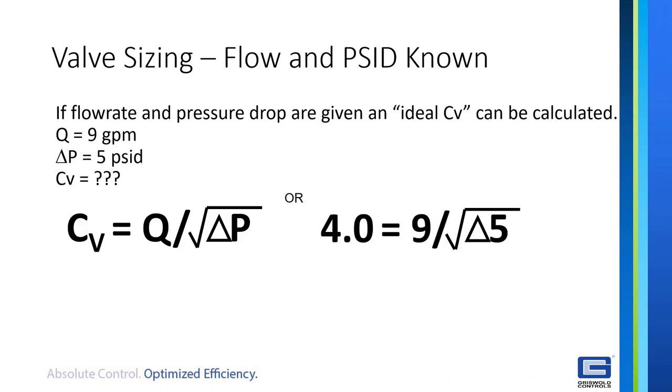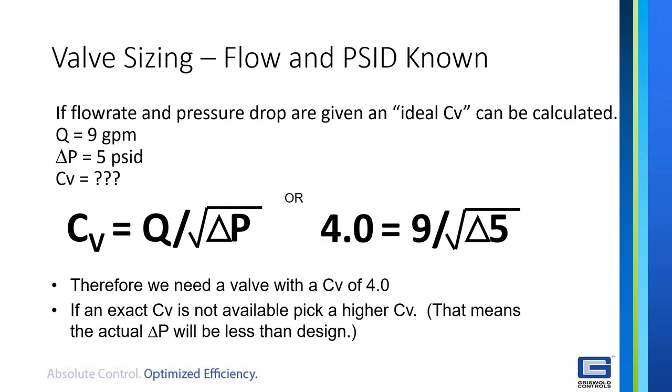And so we're going to use our formula. The CV is going to be the flow divided by the square root of the pressure drop. So using that, we know that we need a valve with a CV of 4.0. If the exact CV is not available, the rule of thumb is to pick the next highest CV. So we're used to that with our flow limiting valves as well, usually round up.